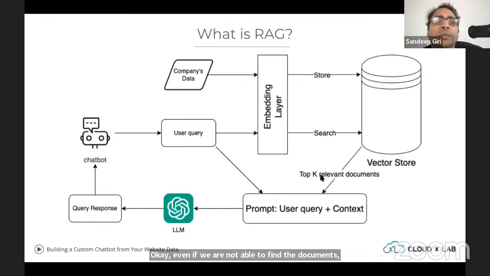Second is, how many documents should we give? What should be the value of K? The value of K is a function of how big a window size you have.